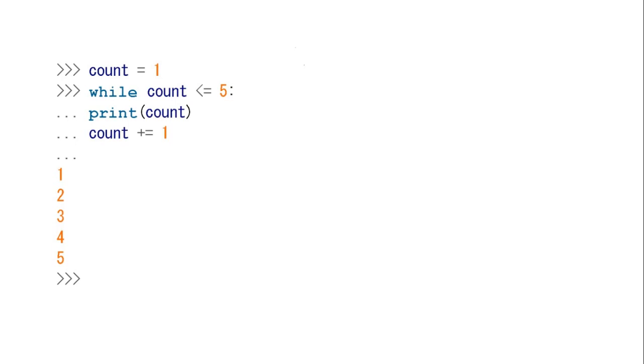The value of count is now 2. So the contents of the while loop are again executed and count is incremented to 3. This continues until count is incremented from 5 to 6 at the bottom of the loop. On the next trip to the top, count <= 5 is now false and the while loop ends. Python moves on to the next statement.